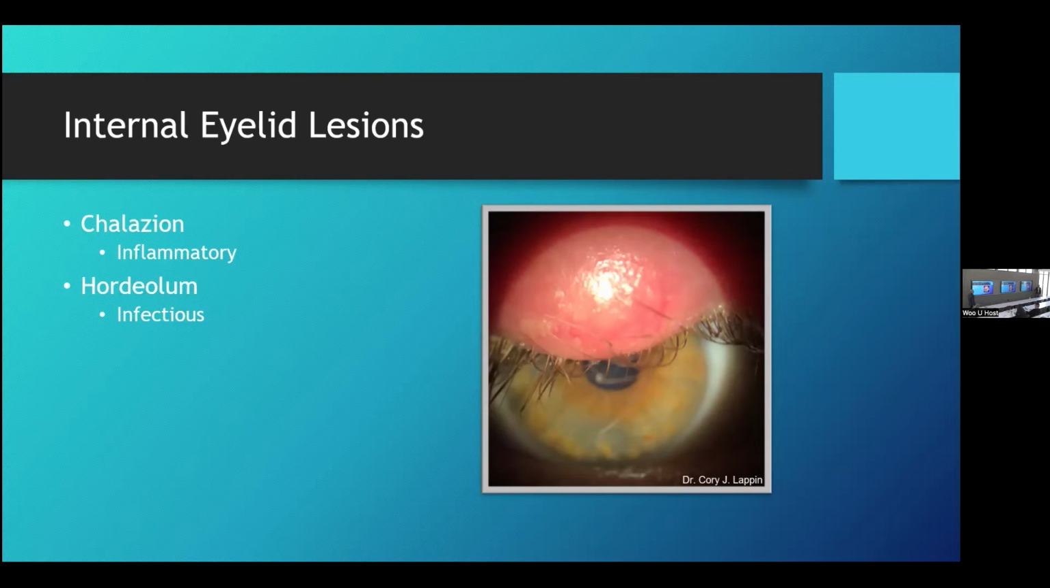So basically here, a chalazion is going to be inflammatory in nature, a hordeolum is infectious in nature. At the end of the day, if you can keep that framework, it's going to be easier for you. Basically, a chalazion is typically going to be a meibomian gland, whereas a hordeolum can be a meibomian gland, or it can be a lash follicle, or some of the other oil glands. But really, that's the difference, inflammatory versus infectious.